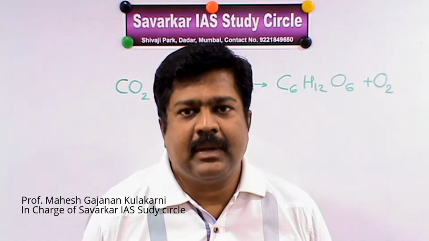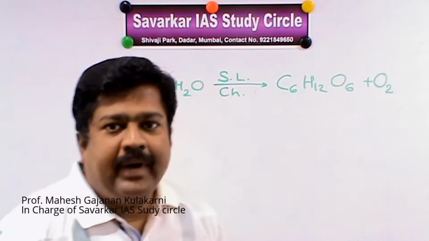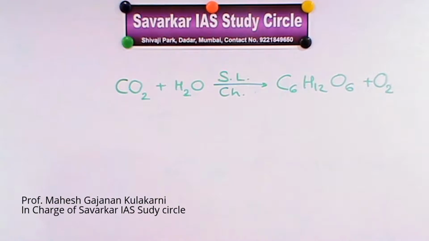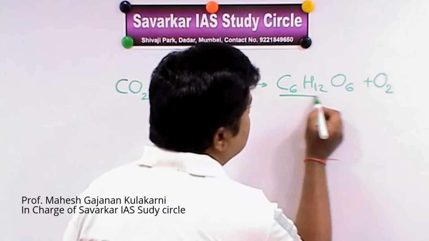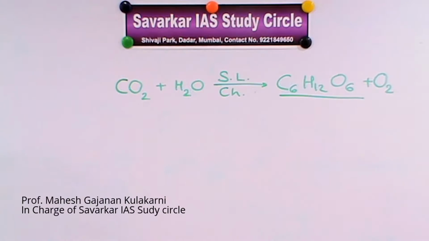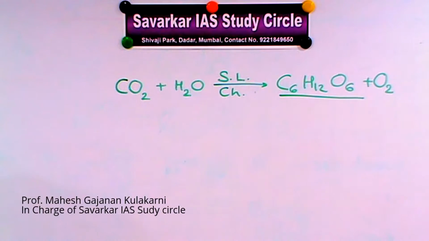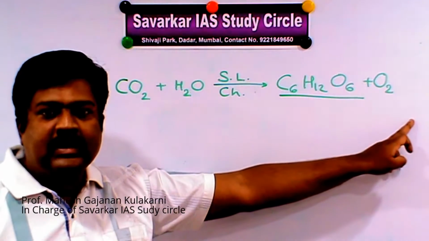Out of that we discussed what is autotrophic. In case of heterotrophic mode, we require this substance called glucose, a simple form of sugar. This simple form of sugar is reacted with oxygen.